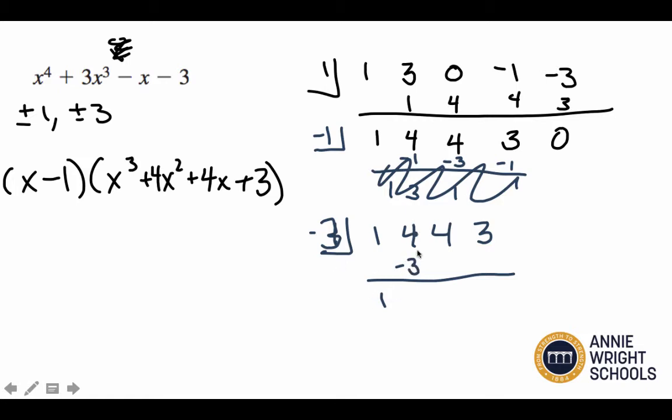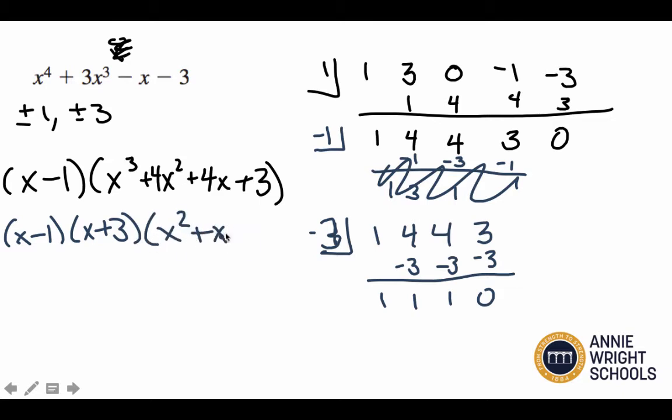So negative 3 here, that gives me a 1. Multiply here, give me a negative 3. That gives me a 1. Multiply, get a negative 3. That gives me a 0. There we go. I've got x minus 1. I've got x plus 3. And now I have x squared plus x plus 1. There are no factors of 1 that add to 1, so this is completely factored.